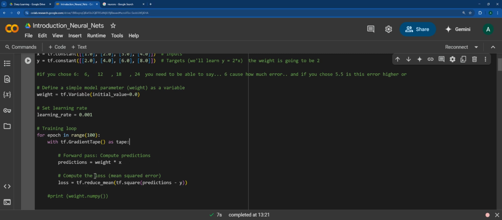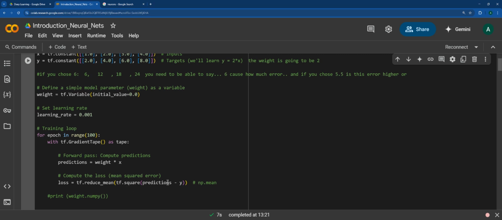And then compute the loss, mean squared error. So loss equals tf.reduce_mean. It means find the mean. You know np.mean with NumPy. With TensorFlow, you need to say reduce_mean, and I don't know why they use this term. I mean, why couldn't they just say tf.mean? But reduce_mean just means np.mean. You know, find the mean.